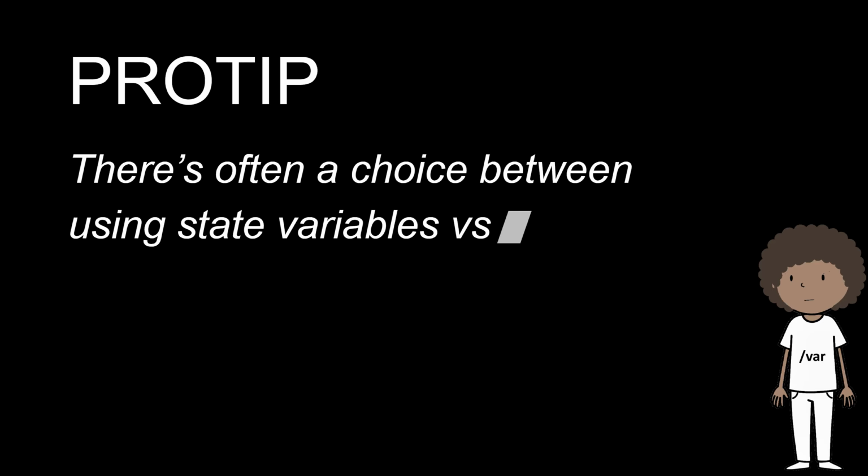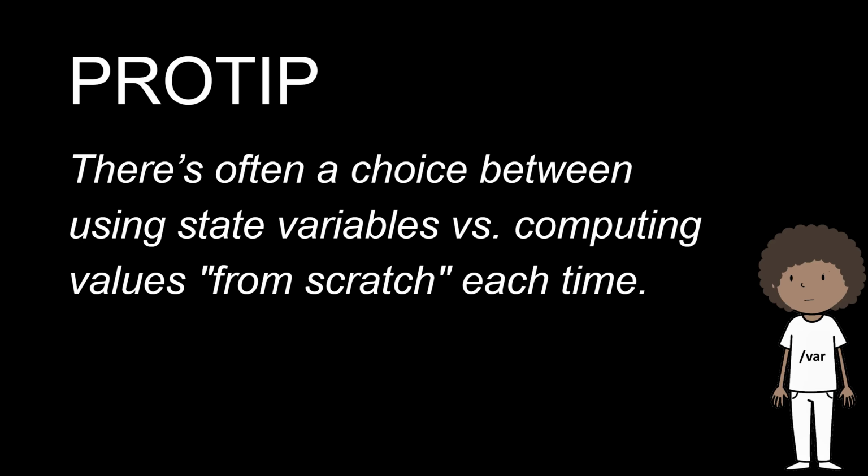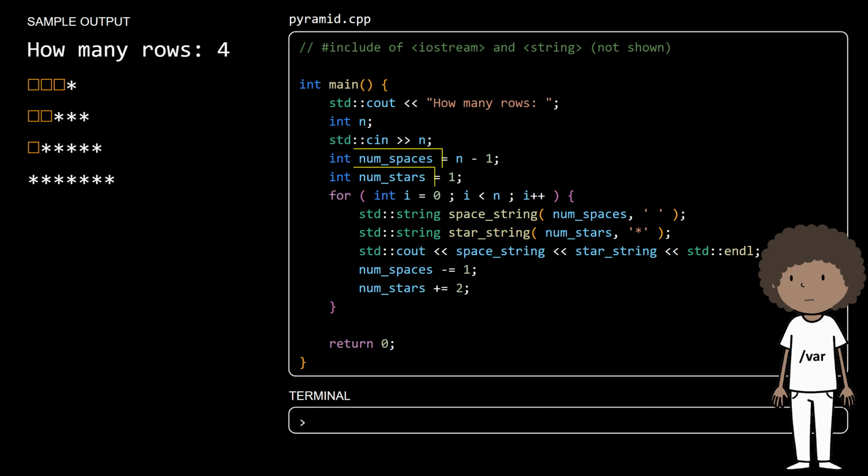There's often a choice between using state variables versus computing from scratch each time. Counter variables like numSpaces and numStars, as used here, are an example of state variables because they keep track of the state of the program. It's often a matter of taste as to which approach is better, but as we saw, state variables often lead to simpler code because we just need to modify them as they change instead of computing the needed values from scratch. The downside of state variables is that if your state variables get messed up, like if you mistakenly increment a state variable somewhere in your program, it's easy for your whole program to get out of sync and stay out of sync for the duration of the run.